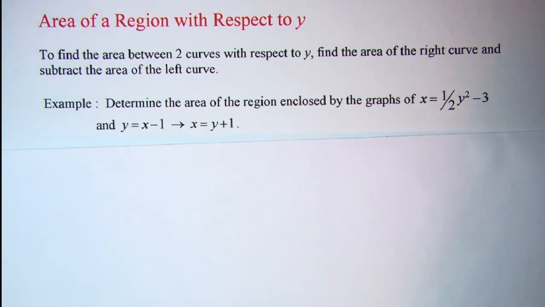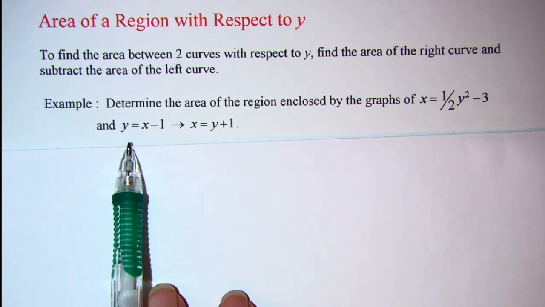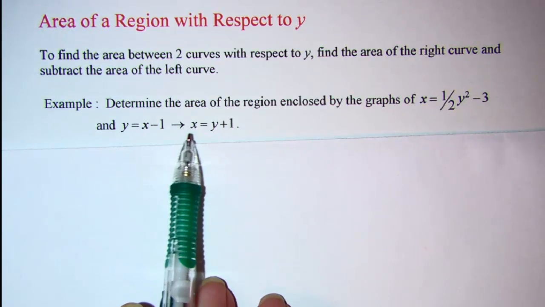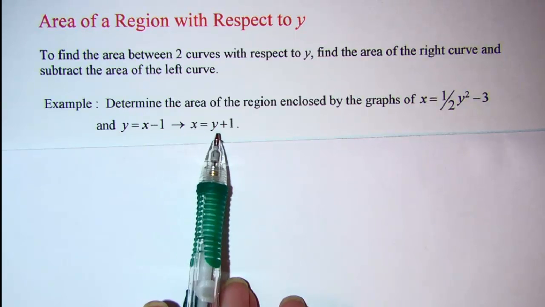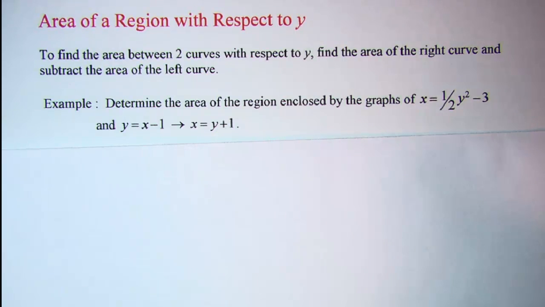The example that we'll be working with is: determine the area of the region enclosed by the graphs of x equals 1/2 y squared minus 3 and y equals x minus 1. Notice I've rewritten this equation so that it's also x equals y plus 1.